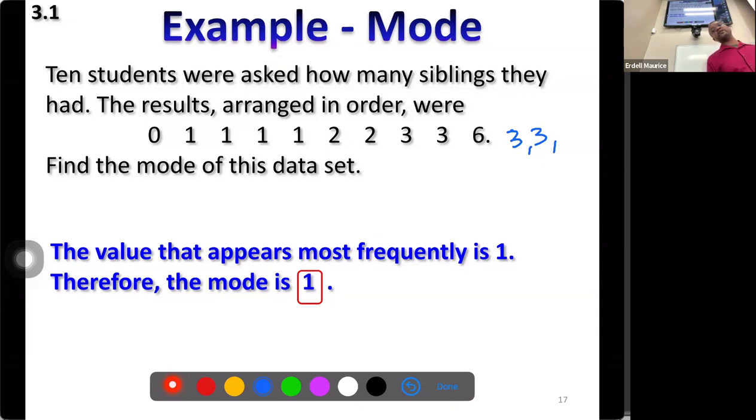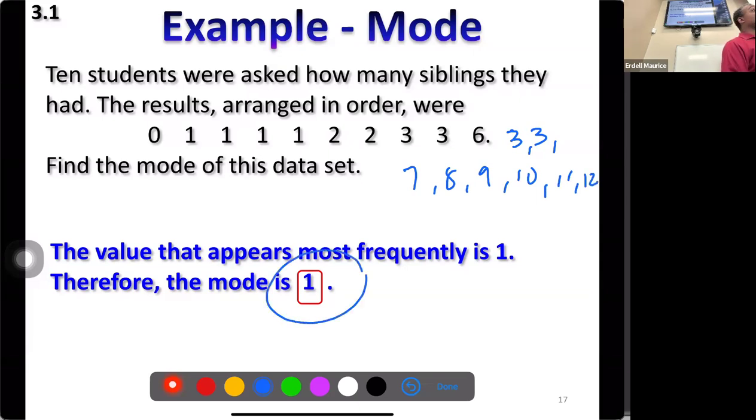The disadvantage of the mode is that sometimes the mode does not give you the center of the data. If I added some more numbers into this data set, for example 7, 8, 9, 10, 11, and 12, the mode would still be 1, correct? But you can't expect 1 to be the center of this data set, since I have numbers like 12, 11, 10. Because it occurs most often does not necessarily mean it'll be at the center of the data set. Questions there? So those are the advantages and disadvantages of the mode.